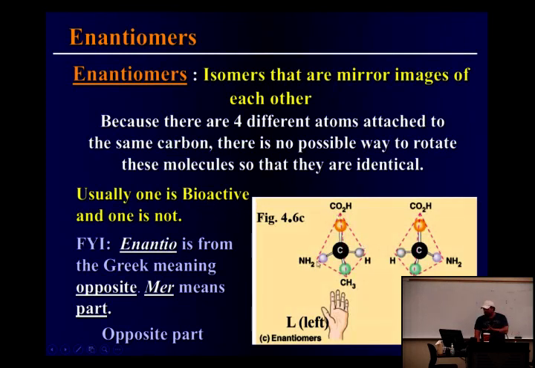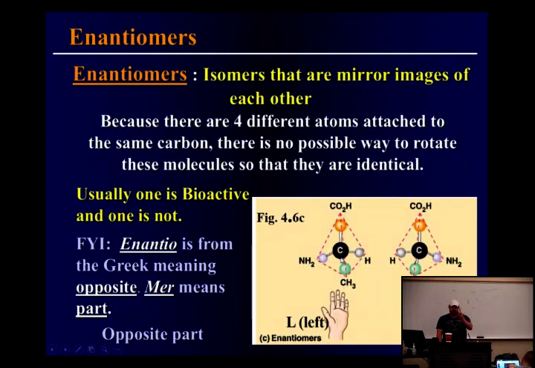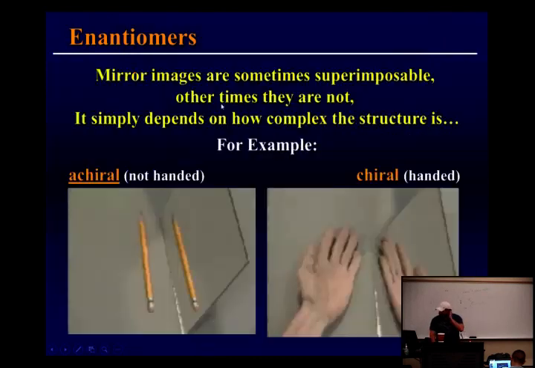Anyway, so remember the rule is that it's a central carbon with 4 different groups on it, right? If it only has 3, it doesn't have a left or right-handed form. So if it doesn't have a left or right-handed form, it's called achiral, not handed. And if it does, it's called chiral. That's just the Latin word for handed. So how would you add something like that?